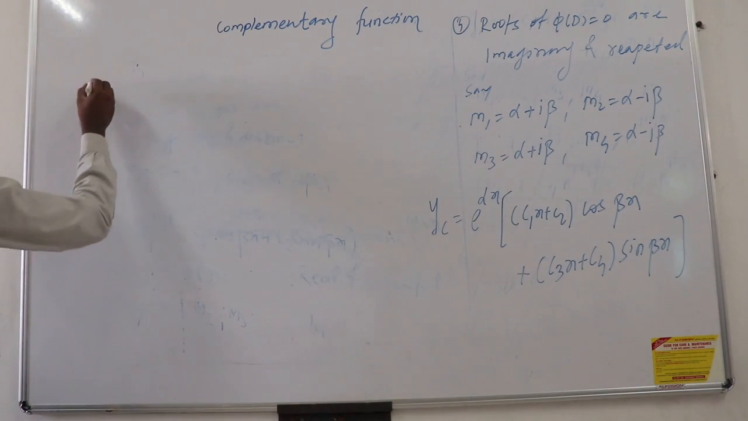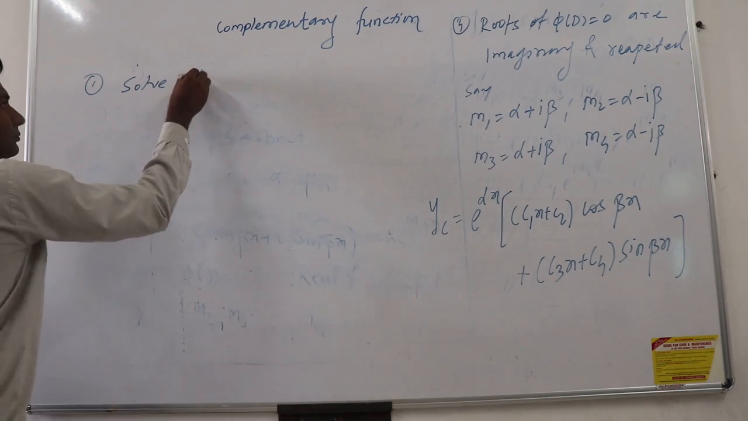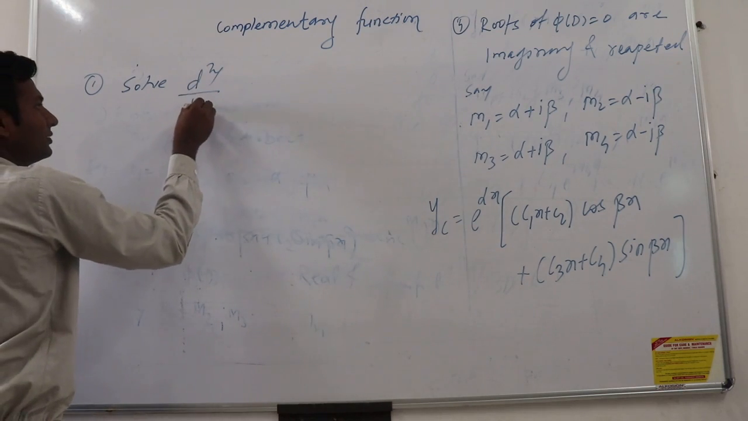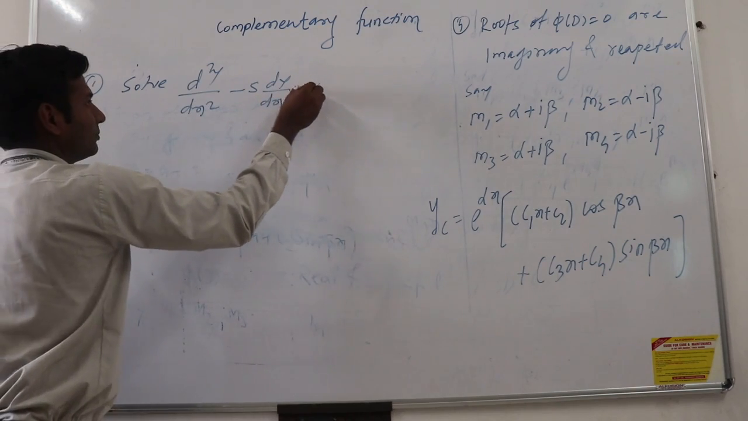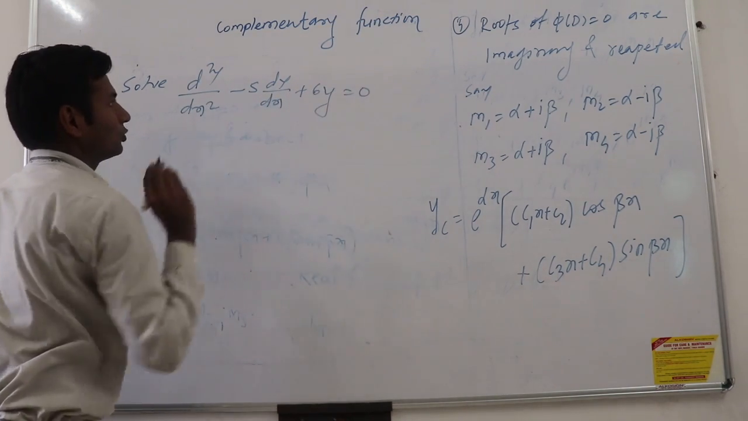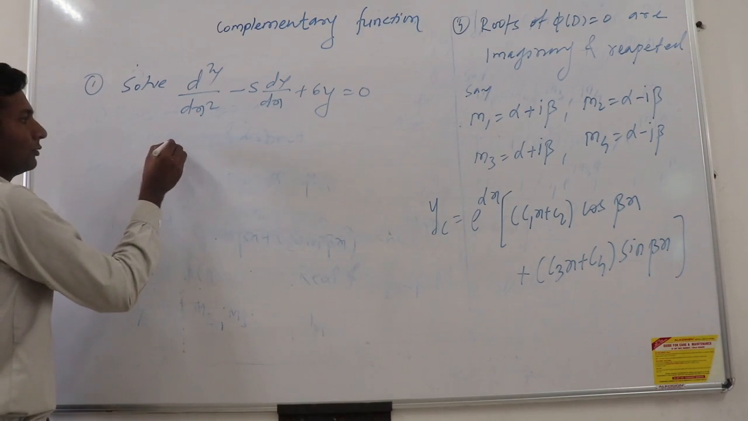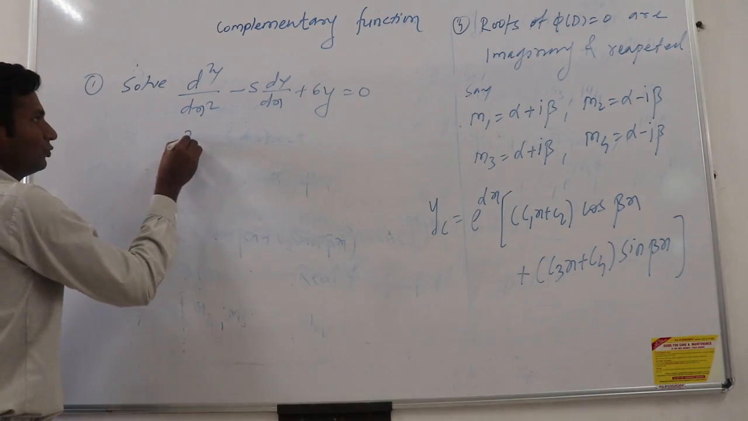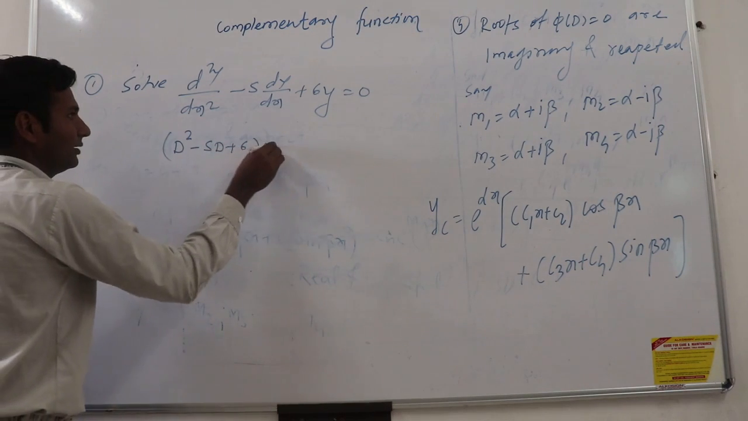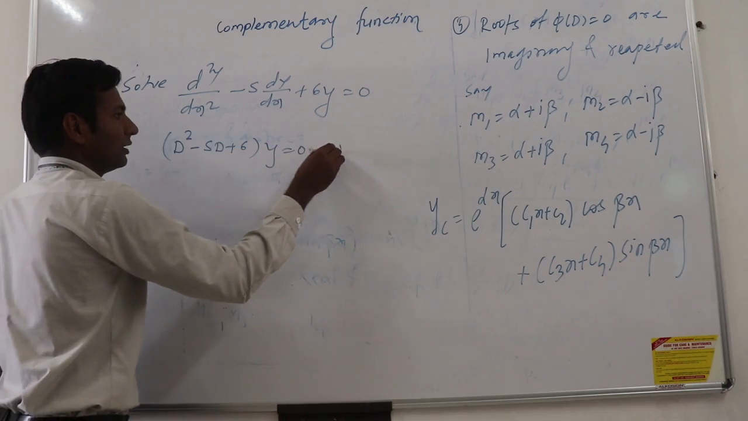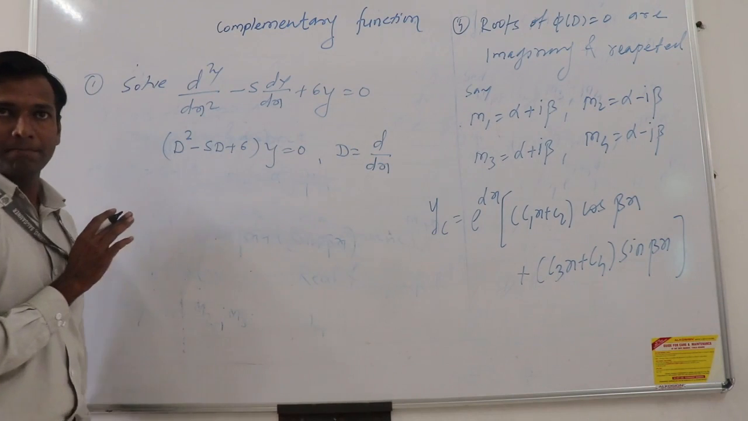See that first one, solve d2y by dx square minus 5 dy by dx plus 6y is equal to 0. Then we can write it as d square minus 5d plus 6 into y is equal to 0. Here our d stands for d by dx.